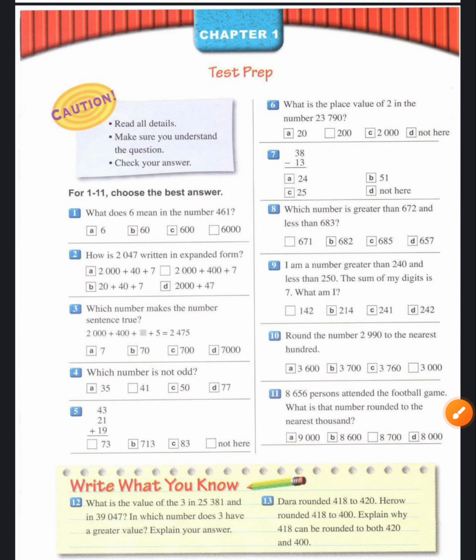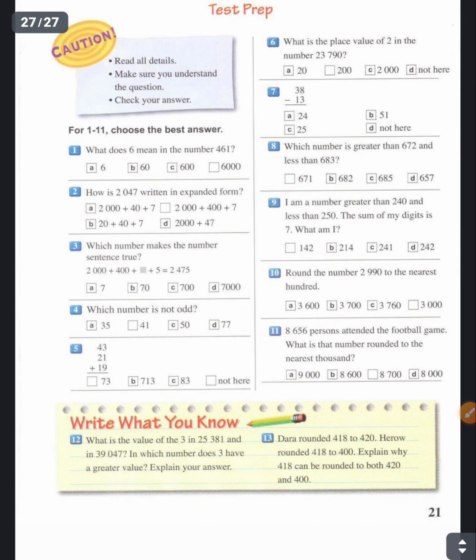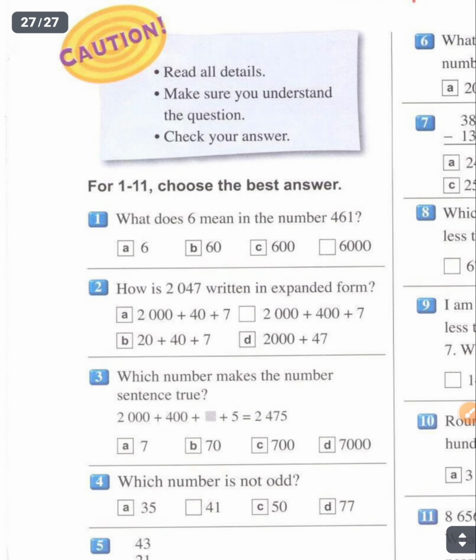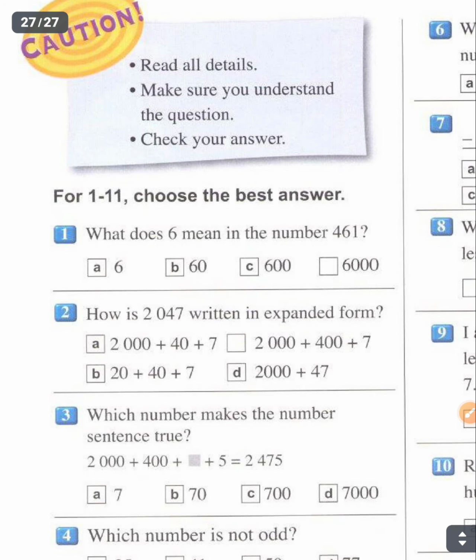So hello, welcome. Today we will look at page number 21, Mathematics grade 3. As you can see, this is chapter number 1, test preparation. Chapter 1 is finished and we'll look at what we just learned. Caution. Read all details. It means make sure you understand the question, check your answer. You must read all, make sure you understand all, and check your answer.